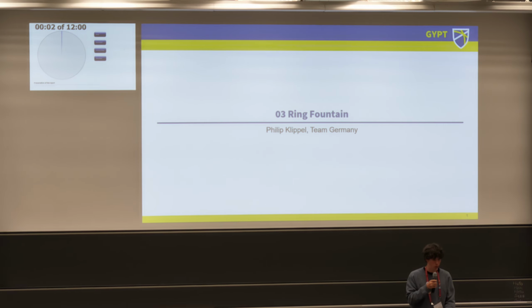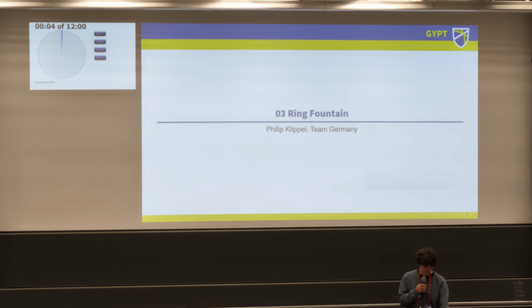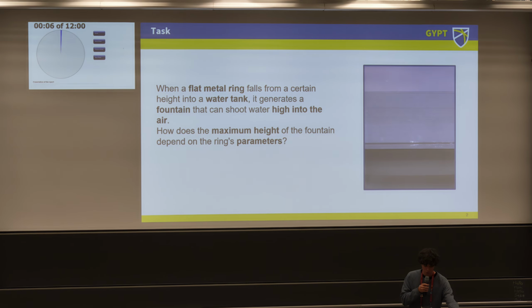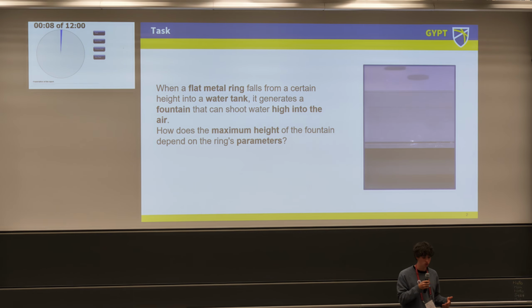My name is Phil and today I will be presenting problem 3, wing fountain. The problem reads: when a flat metal wing falls from a certain height to a water tank, it generates a fountain that can shoot water high into the air. Our task is: how does the maximum height of the fountain depend on the wing's parameters?